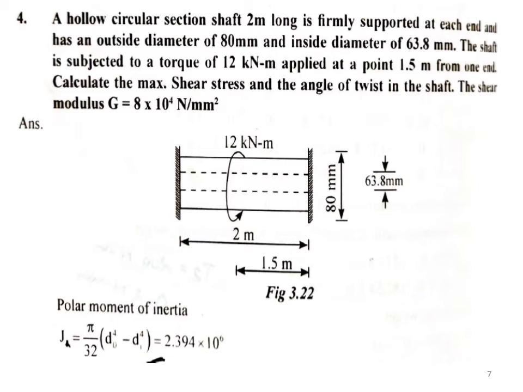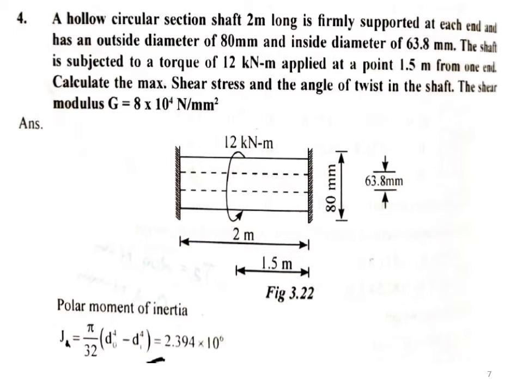So there is only one difference when compared to your previous problems, that is while calculating the value of J. In your previous problems till now, that is problems 1, 2 and 3, we calculated J as pi into d to the power of 4 by 32. That was for a solid section. Now this is a hollow section where two diameters are there, that is an internal diameter and an external diameter. So J is equal to pi by 32 into d naught to the power of 4 minus di to the power of 4.